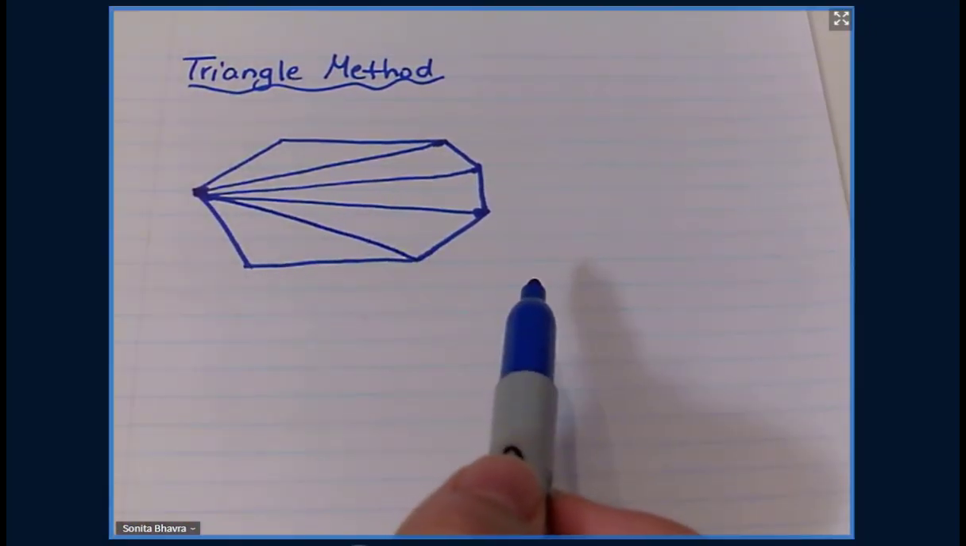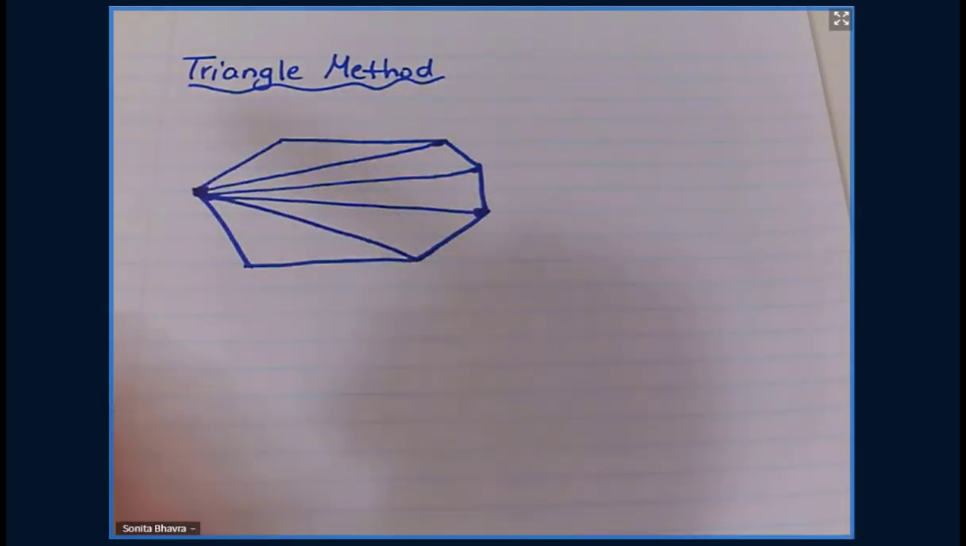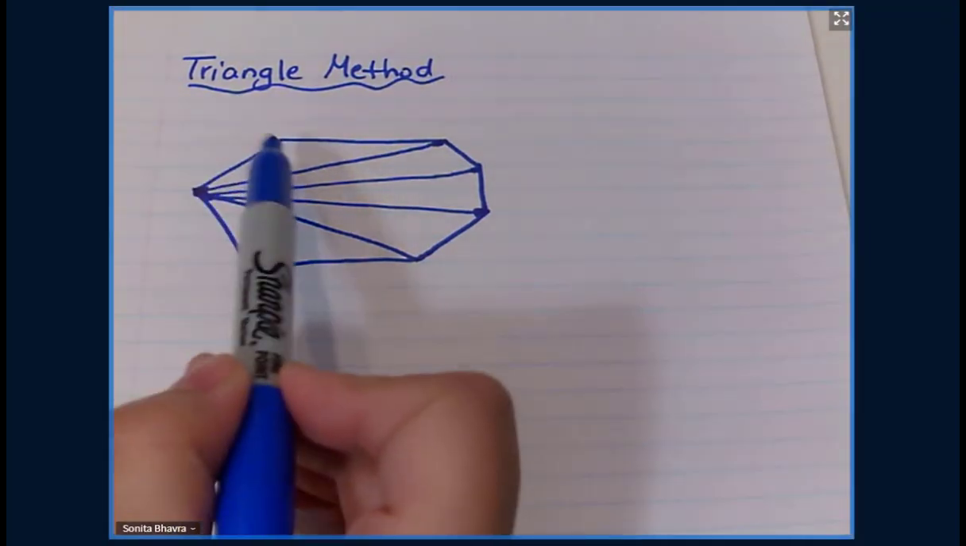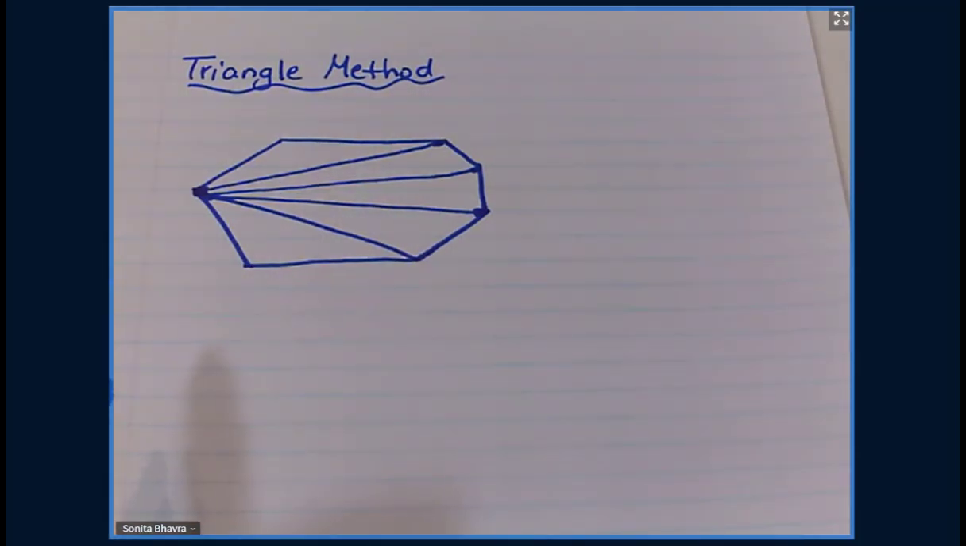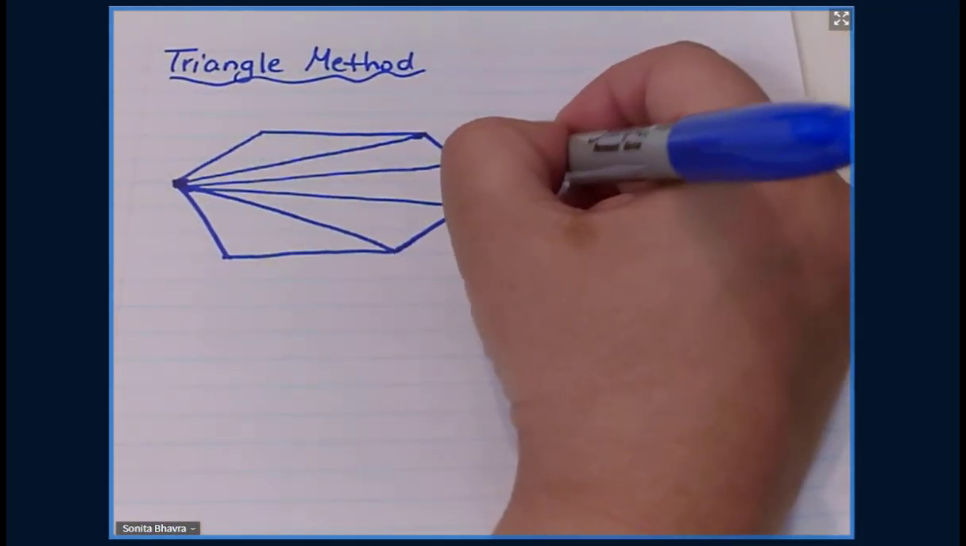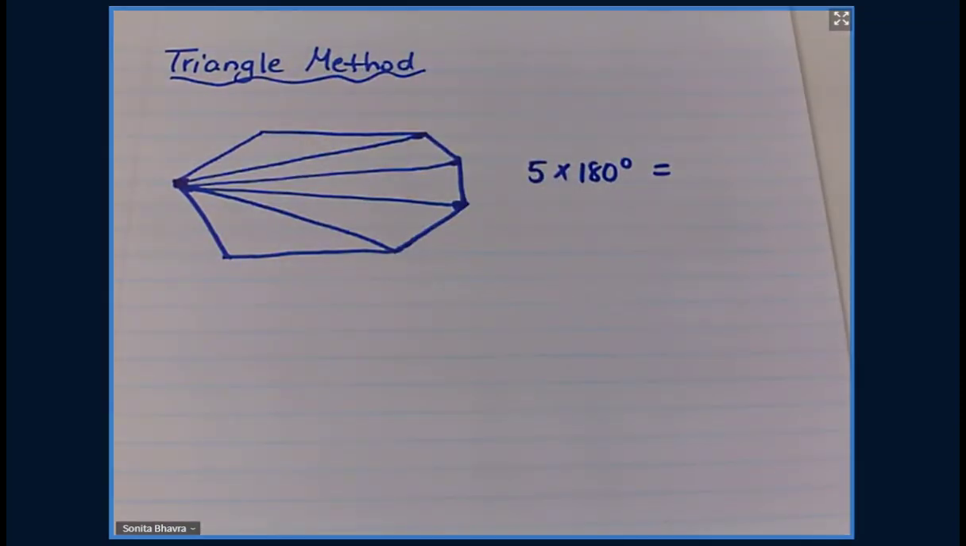And there we go. So how many triangles do we have? 1, 2, 3, 4, 5 triangles in there. Since each triangle has an interior angle sum of 180 degrees, and there are 5 triangles inside here, you're just going to do 5 times 180 degrees, which gives me 900 degrees.